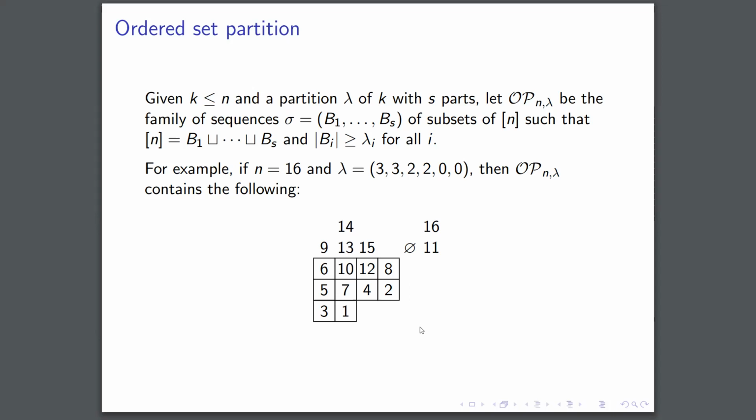I think this diagram is similar to Sean's diagram, except I just flipped everything. So now these numbers are not the basement. They are actually flying above the boxes. And if I'm using a diagram like this, then the requirement BI have size at least lambda I is the same as saying all the boxes must be filled.